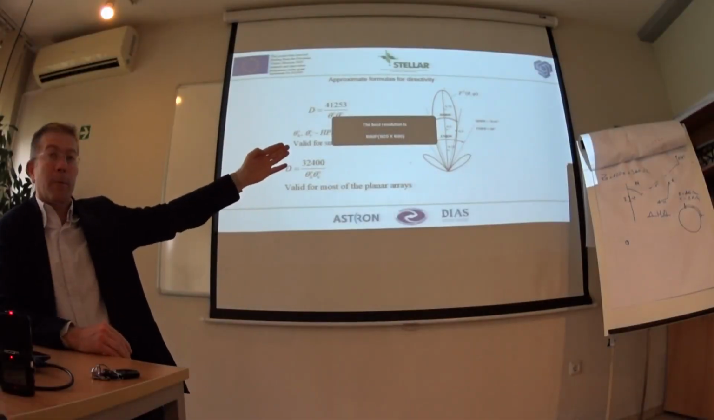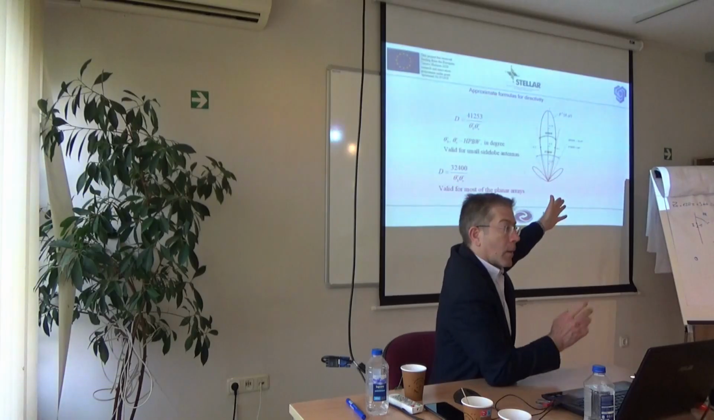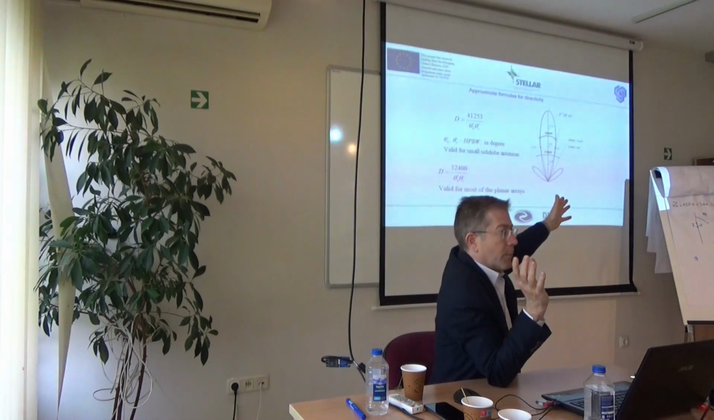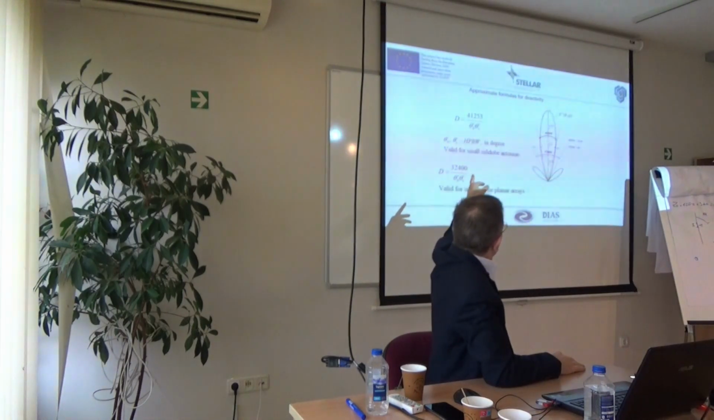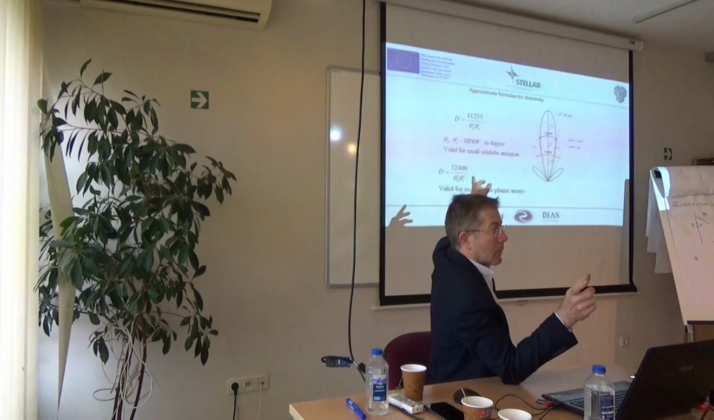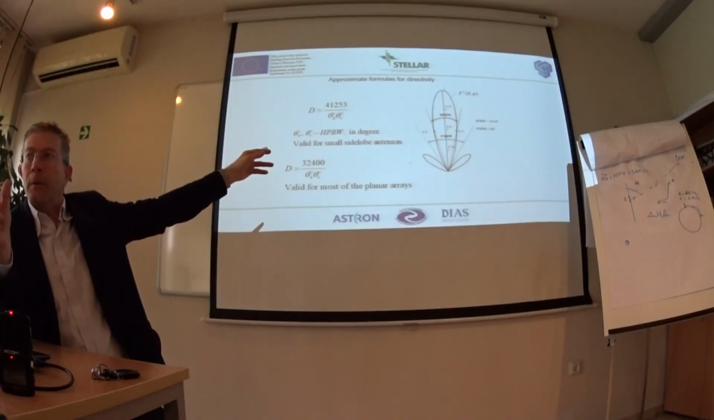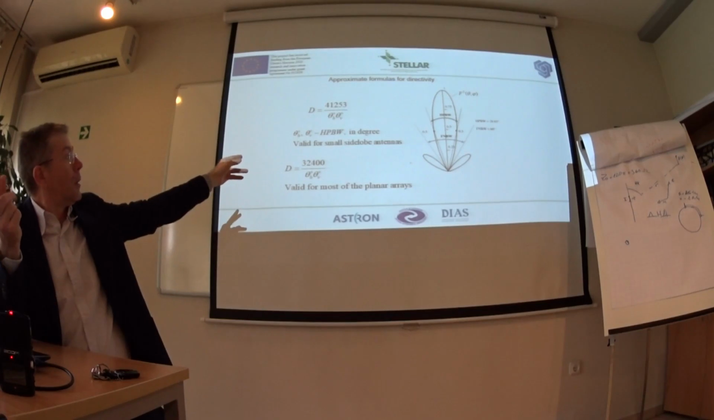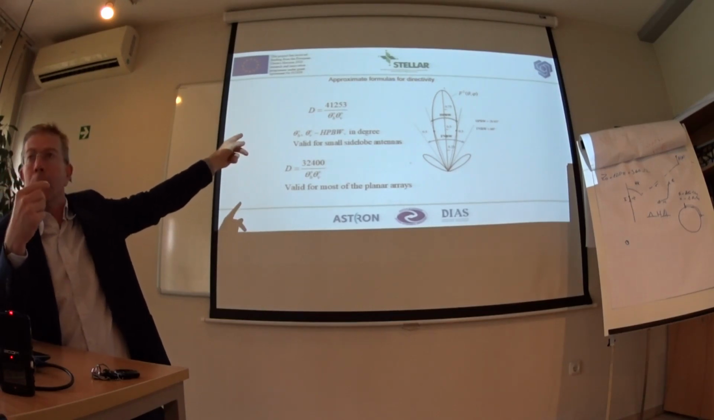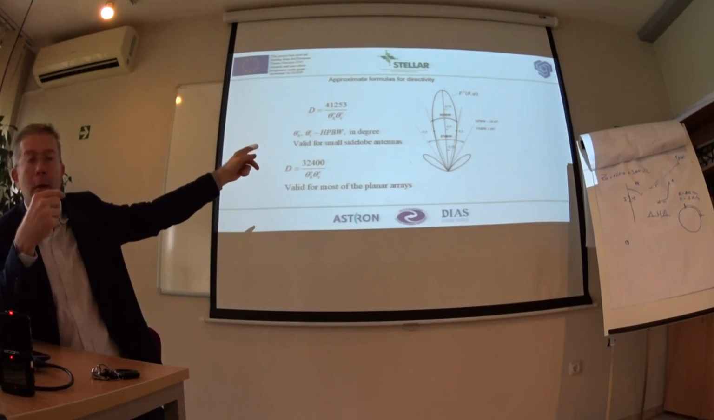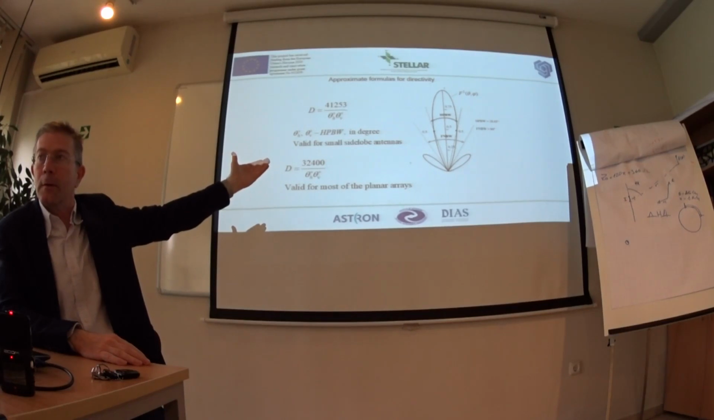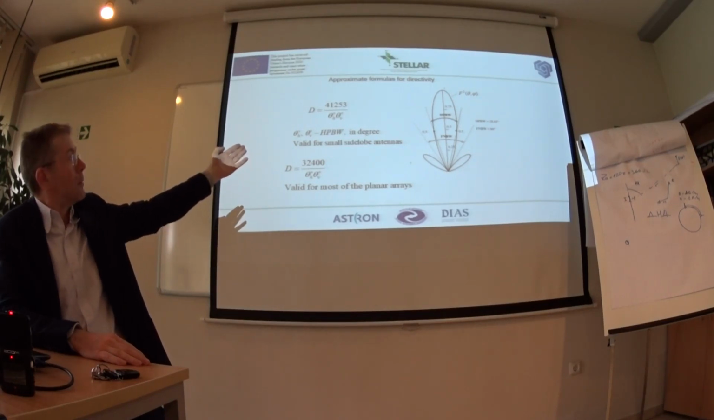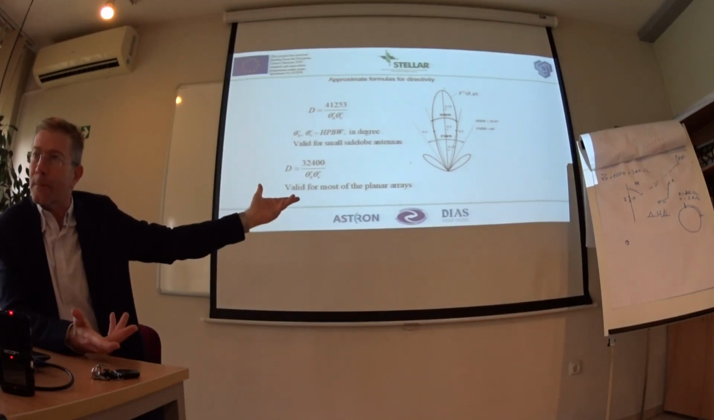So if you have the pattern, there are approximate formulas that give you a clue about the directivity of the antenna. And knowing the angles, half power beamwidth in horizontal and vertical direction, you can tell the directivity of the antenna. Let's say if we have 10 degrees in horizontal and 10 degrees in vertical, what will be the directivity of the antenna? 412 times.